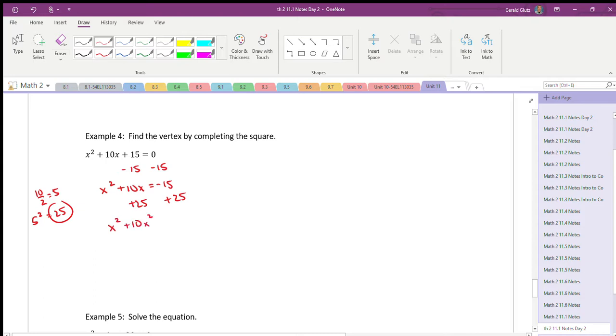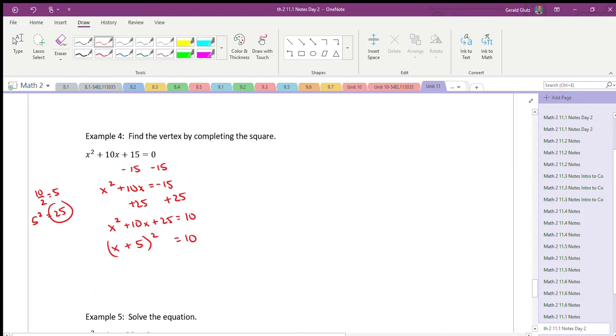Oops. Just 10x, not x squared. Plus 25 is equal to negative 15 plus 25 is 10, equal to 10. So now here on the left we have a perfect square. Half of 10 is 5 and square root of 25 is also 5. So x plus 5 squared equals 10.